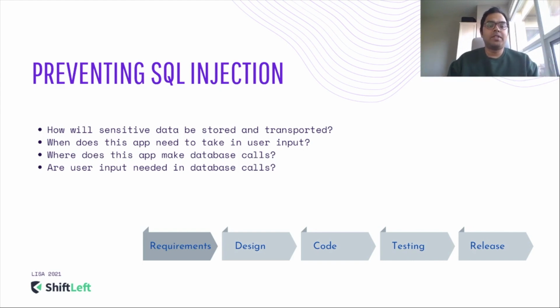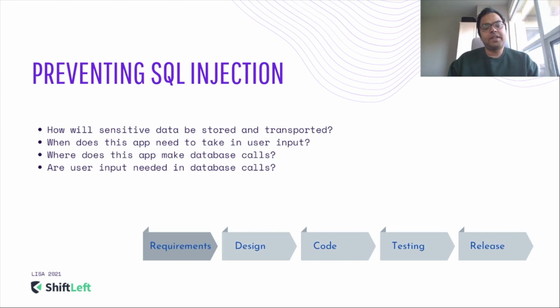So in requirements, you would want to first understand what the sensitive data is, where it is going to be stored, how it is going to be transported, and then where this app is going to use this sensitive data. How is it going to make the database calls? How are you going to use the inputs? Are you even going to need those user inputs?